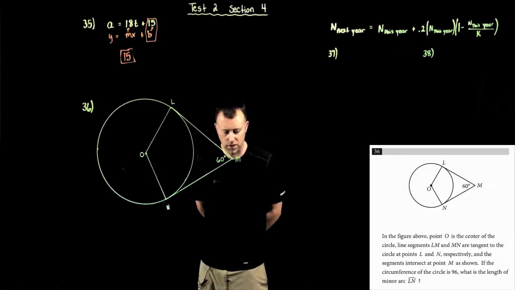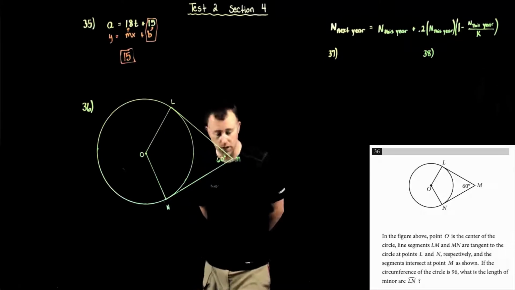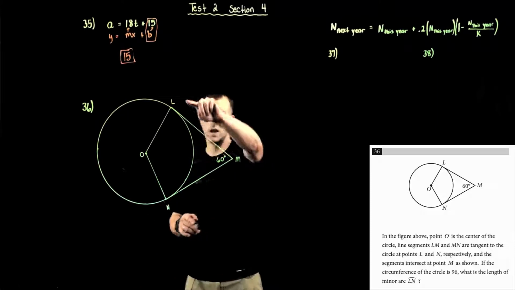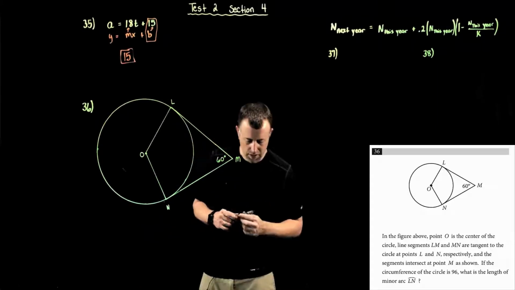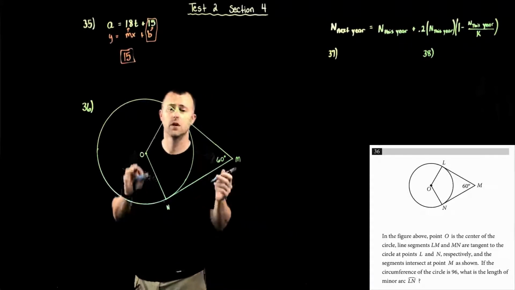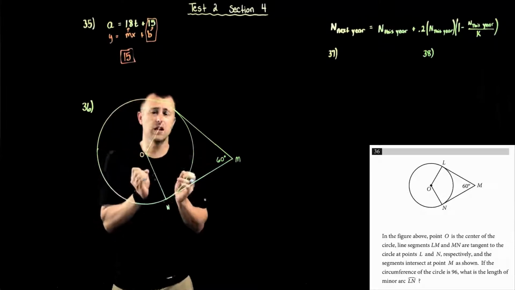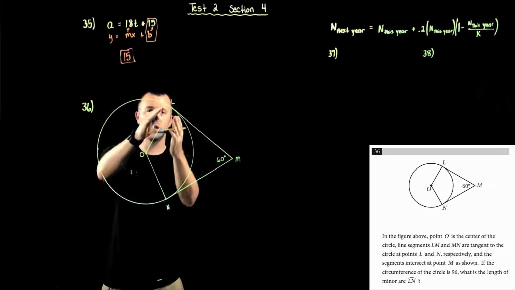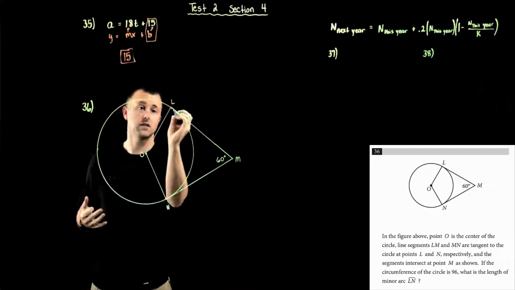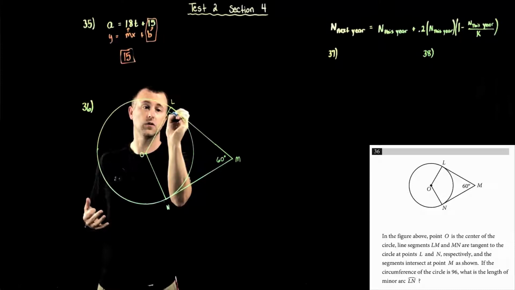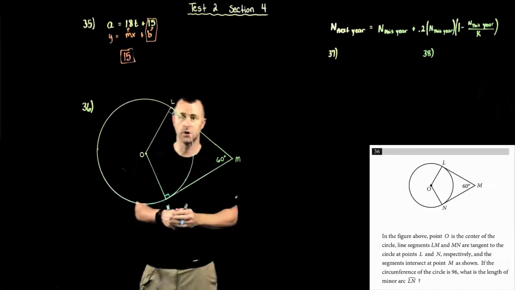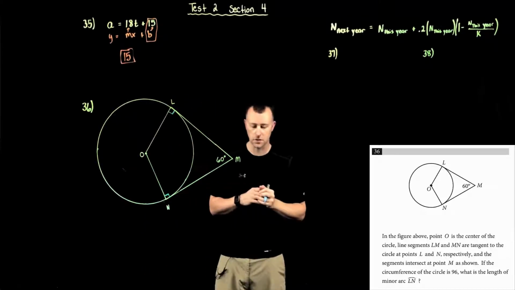So in this problem, it says in the figure above, point O is the center of the circle, which we can tell. And then line segments LM and MN are tangent to the circle at points L and N. So what we have to know is when they say the word tangent, what does that mean? Well, we have this radius here and we have a tangent line. So the geometry concept you need to be aware of is tangent lines are perpendicular to the radius. So they just gave you these two angles without telling you what those angles are. So those angles are 90 degrees.